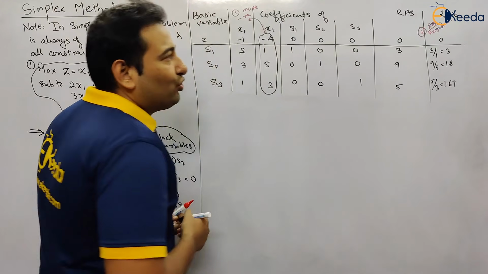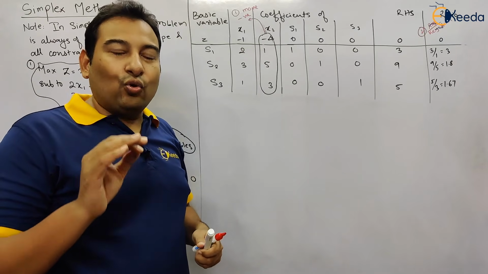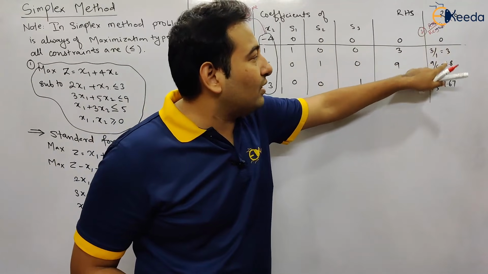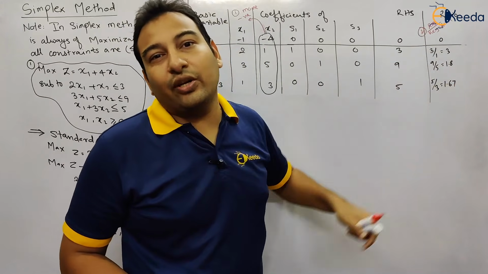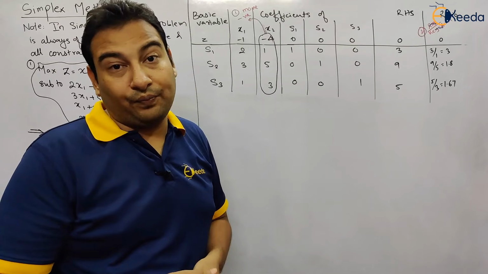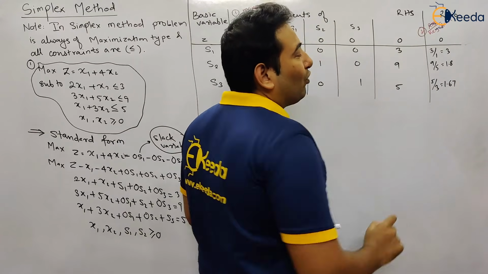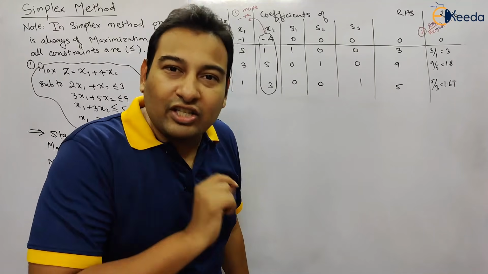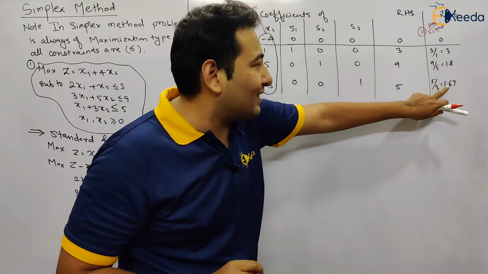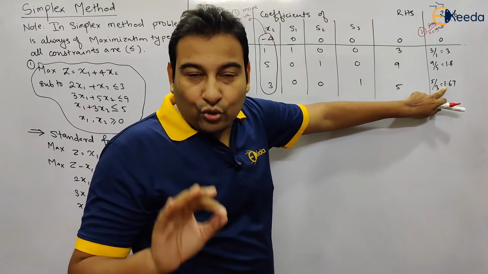So this is your ratio. Then you are going to check which one is your smallest positive ratio. Ignore 0. Smallest positive ratio. See, this is 3, this is 1.8, this is 1.67. Which is the smallest positive? 1.67. We are going to ignore 0, or we are going to ignore negative ratios.